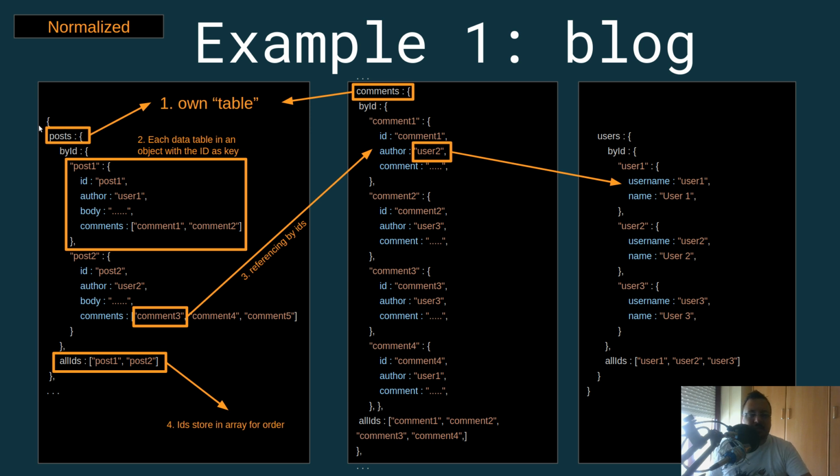See that inside its own table we have every object with the key, the ID, and the value, the object itself.